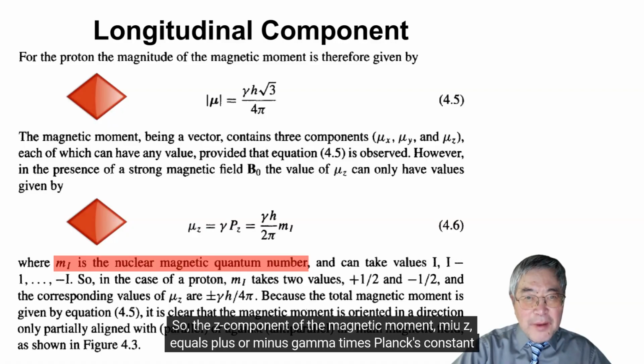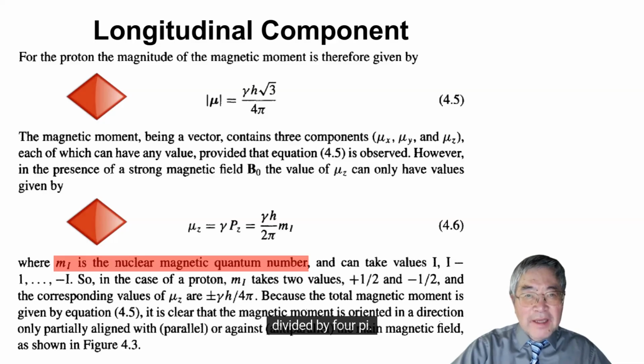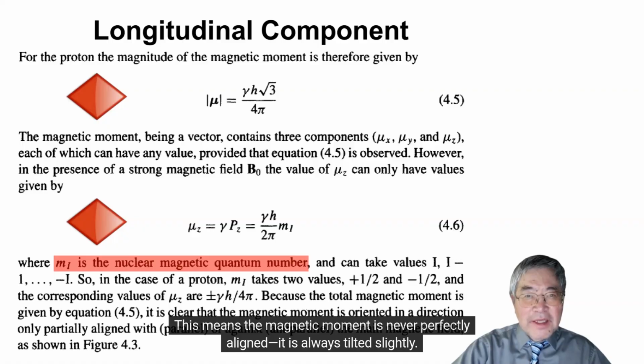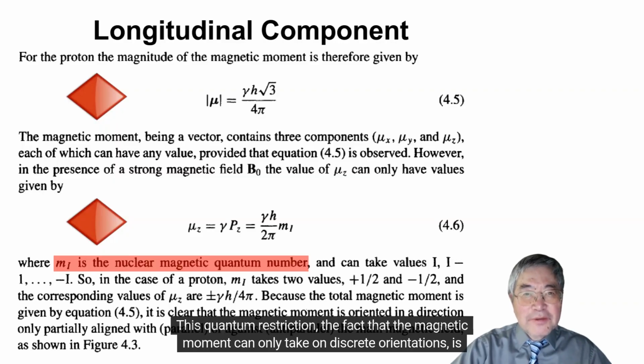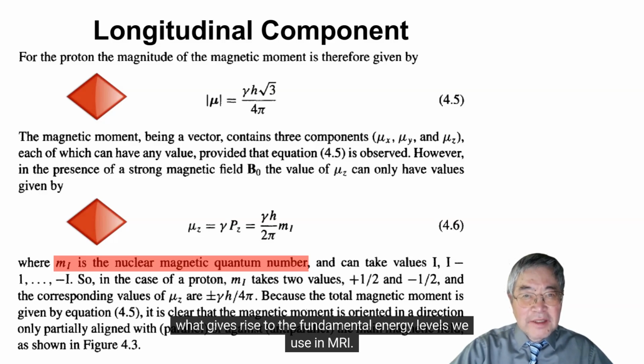So the z component of the magnetic moment, μz, equals plus or minus gamma times Planck's constant divided by 4π. This means the magnetic moment is never perfectly aligned, it is always tilted slightly. But it is restricted to these two possible states. This quantum restriction, the fact that the magnetic moment can only take on discrete orientations, is what gives rise to the fundamental energy levels we use in MRI.